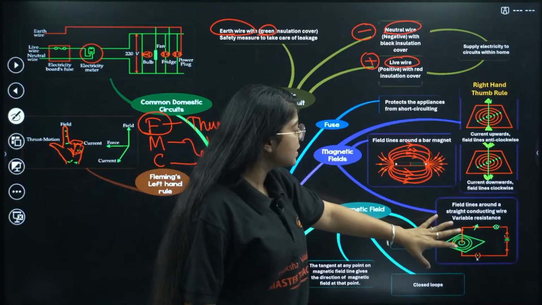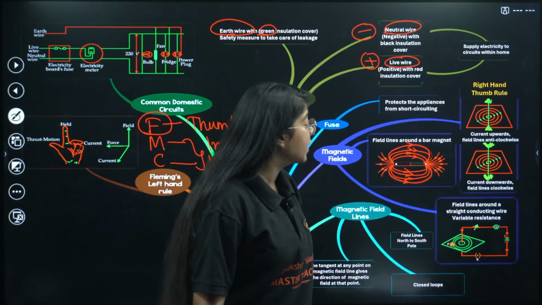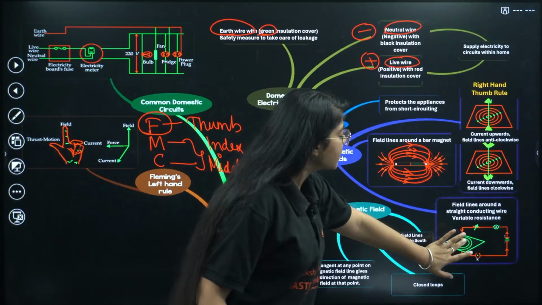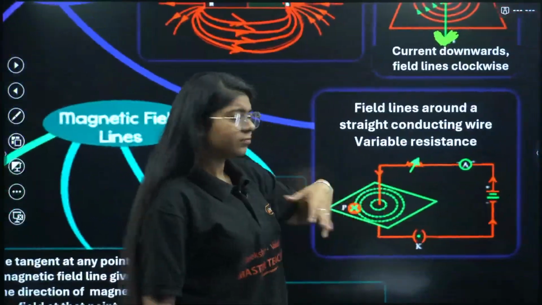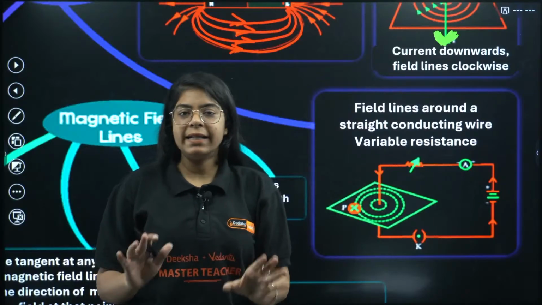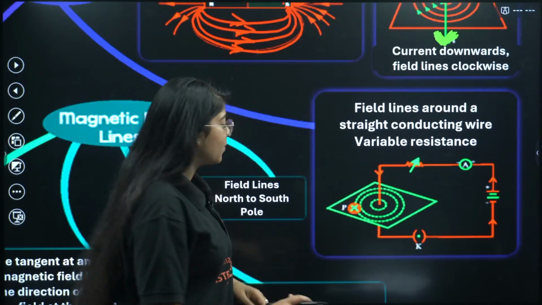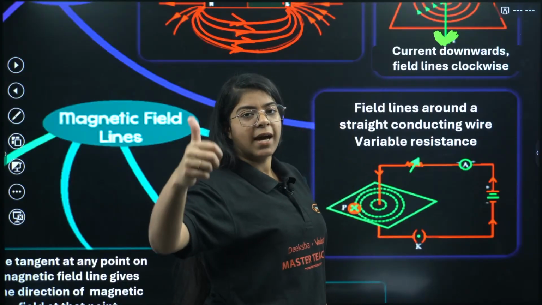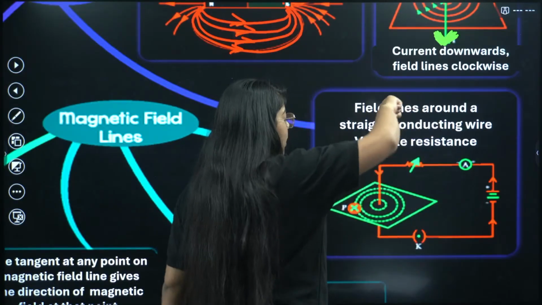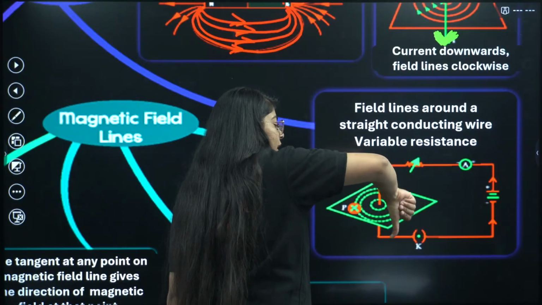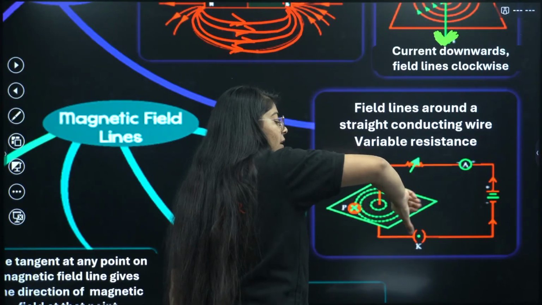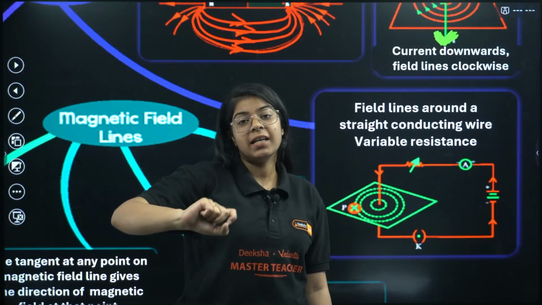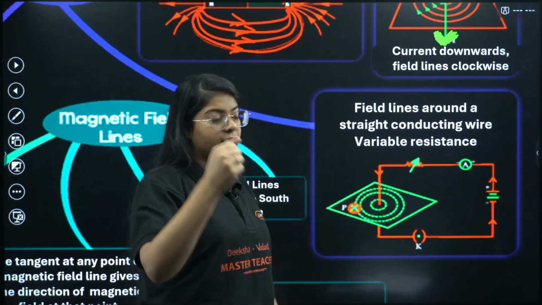One topic that is left is field lines around a straight conducting wire. Oh, we have it here only. So what it says, basically we use the right hand thumb rule for a straight wire as well. So if my current is going downwards, I'll point my thumb in the direction of current. Very good, in the direction of current. And if I curl my fingers, then that will give the direction of magnetic field lines around that long wire.